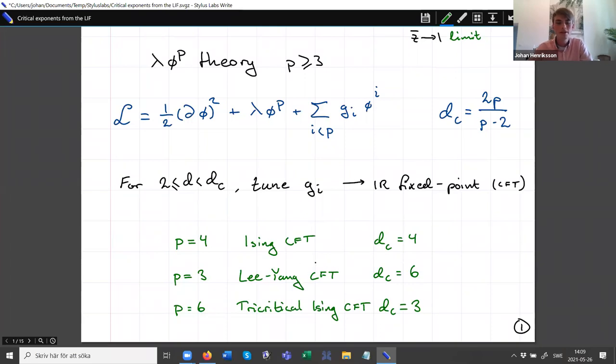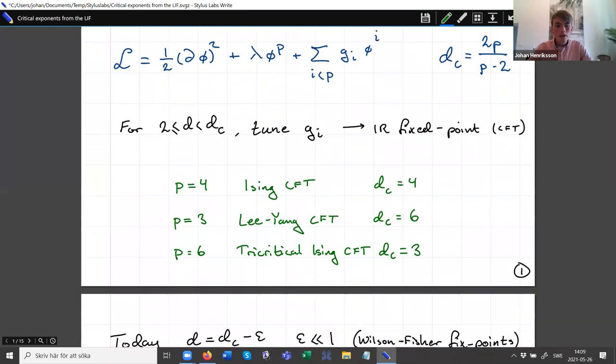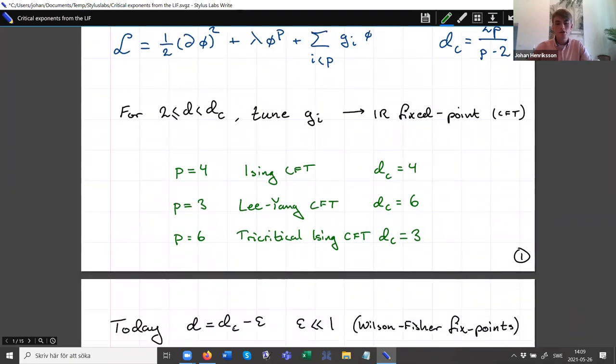Some familiar examples: if p equals 4, we get the standard phi to the 4 theory, which defines the Ising CFT, with upper critical dimension 4. I'm also choosing to include odd powers of p, especially since this is the week of non-unitary CFTs. So p equals 3 gives the Lee-Yang CFT, upper critical dimension 6. You can continue down the list, and p equals 6 gives the tricritical Ising, etc. Today I'm going to simplify things even further and look in the epsilon expansion for each of these theories, so D equals D_c minus epsilon for a very small parameter epsilon. This is some generalization of the Wilson-Fisher fixed point.